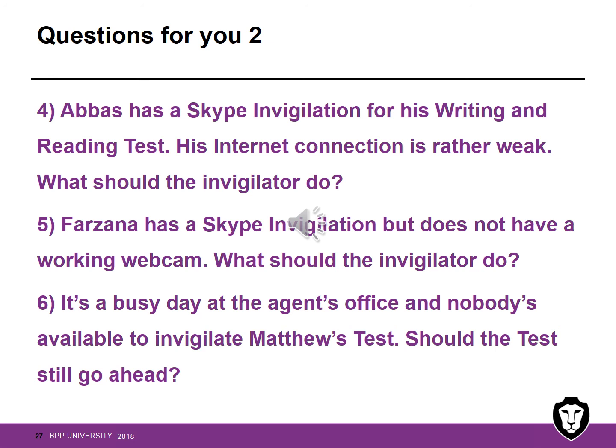In number 5, Fazana doesn't have a webcam on a computer, so she is doing a writing test maybe, or a reading test. If she's doing a writing or reading test, then it will be possible to do it using a mobile phone or a tablet or an iPad if she has those, or she'll have to use a different computer. If she can't do any of those things, then she'll have to go to the agent's office.